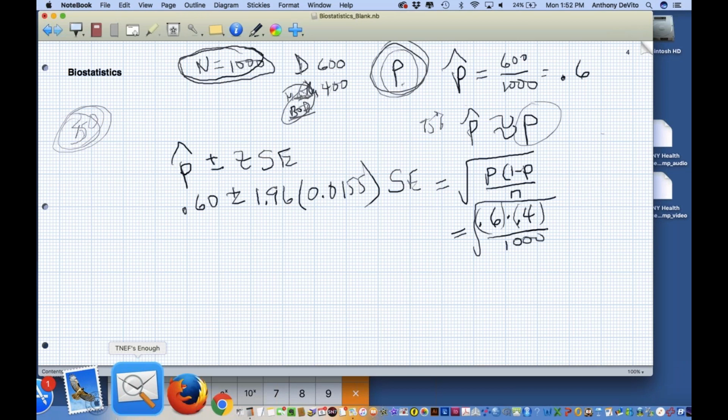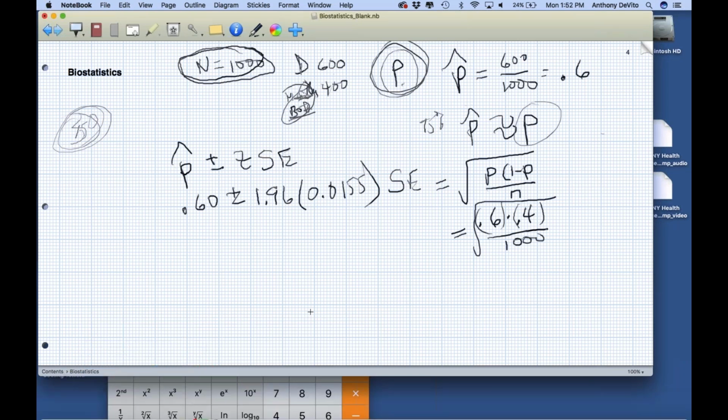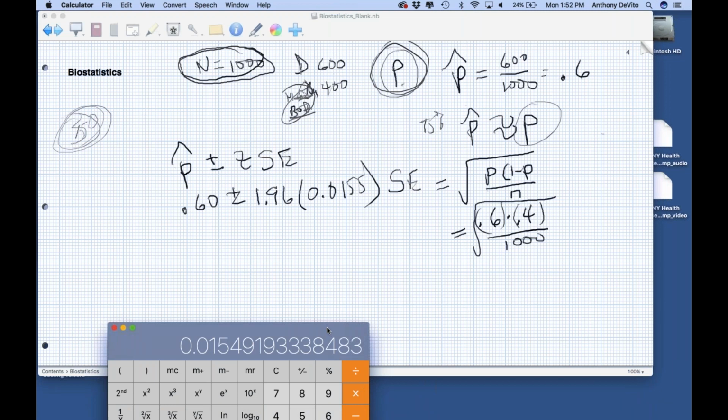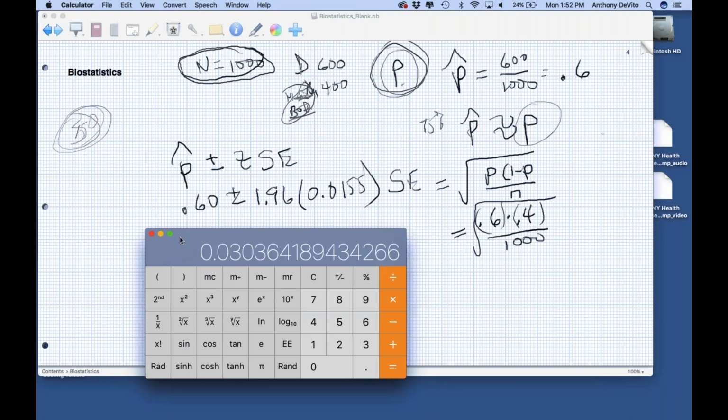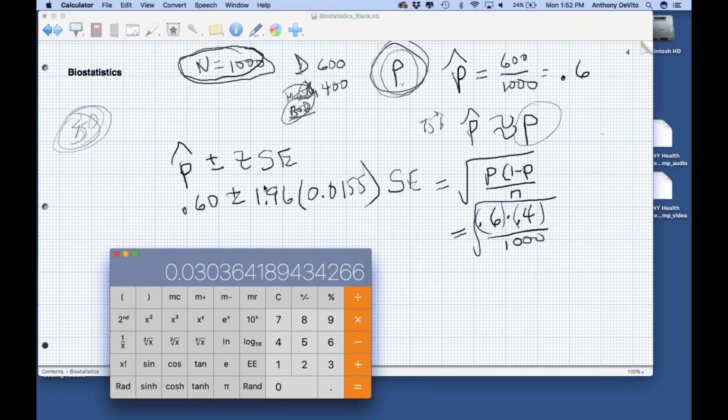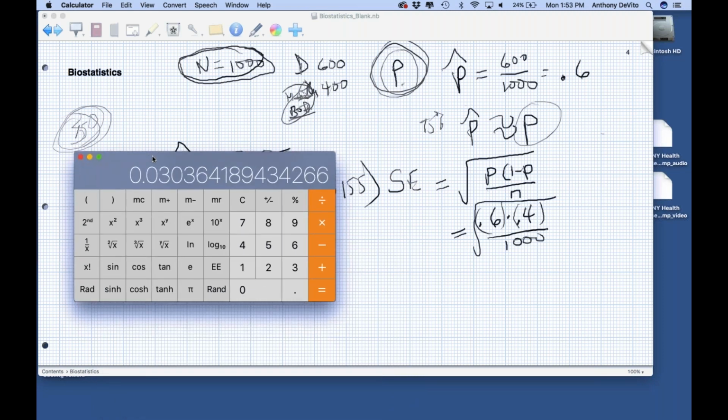Okay, so now I can calculate my margin of error. If I go back here, it's actually 0.0155, that whole number, times 1.96, which equals 0.030, and so on and so forth. The z-score is 1.96, and that's the 0.0155 that we calculated. So now that number is my margin of error.